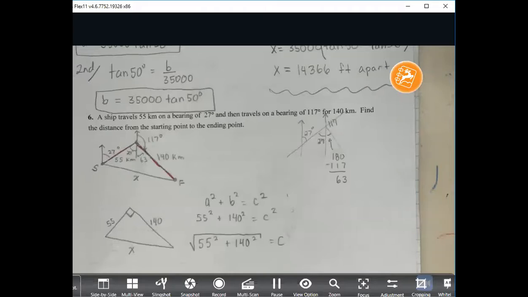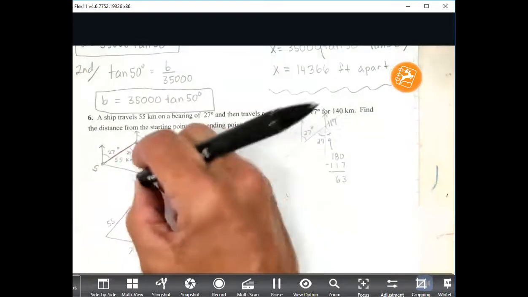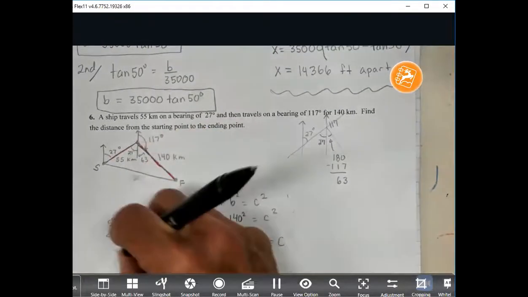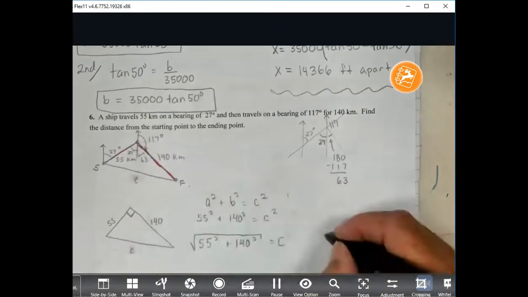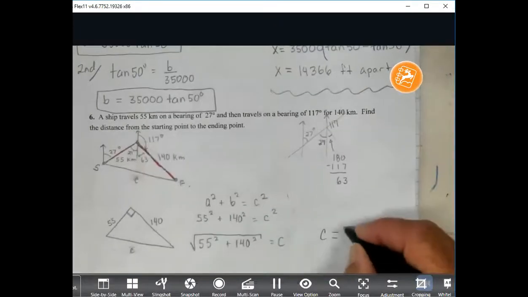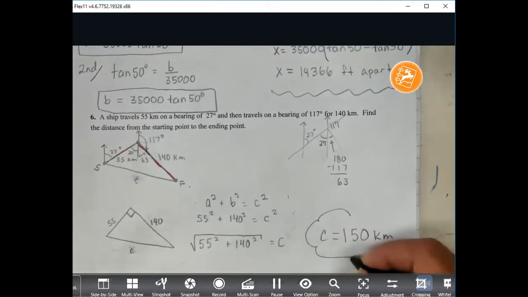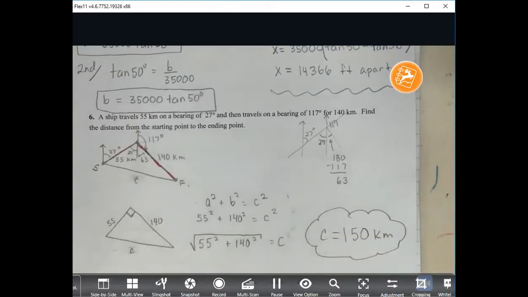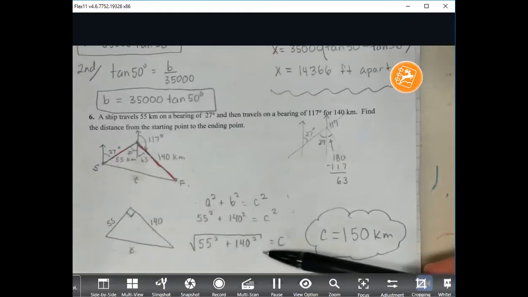I get 150. C is really X, isn't it? Well, I don't know why I used an X. Put a C up here then. So I get C is equal to 150 kilometers. Yeah, you can stop here on a test. Again, I don't want to mess with numbers.